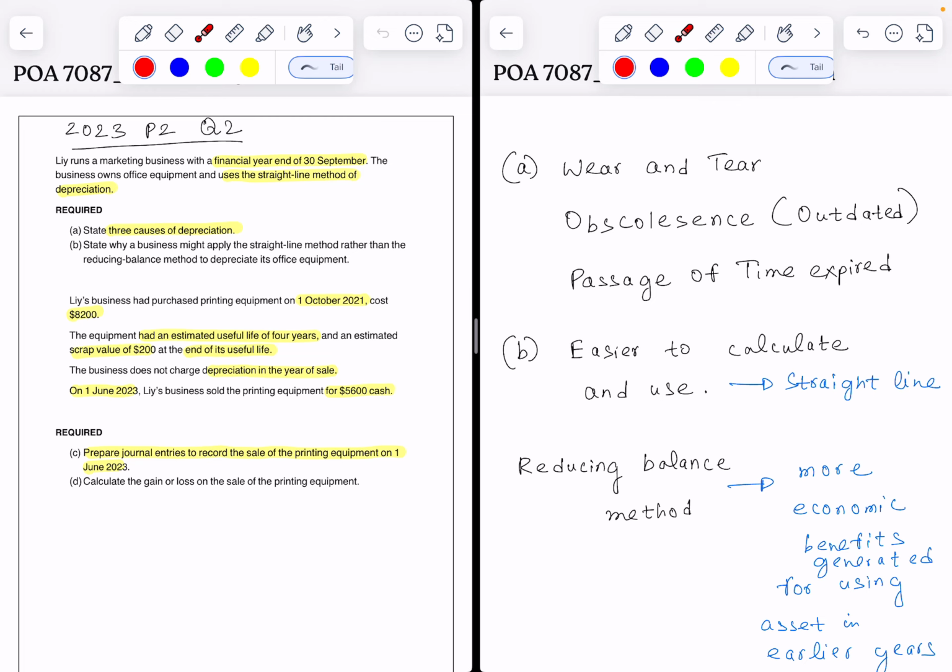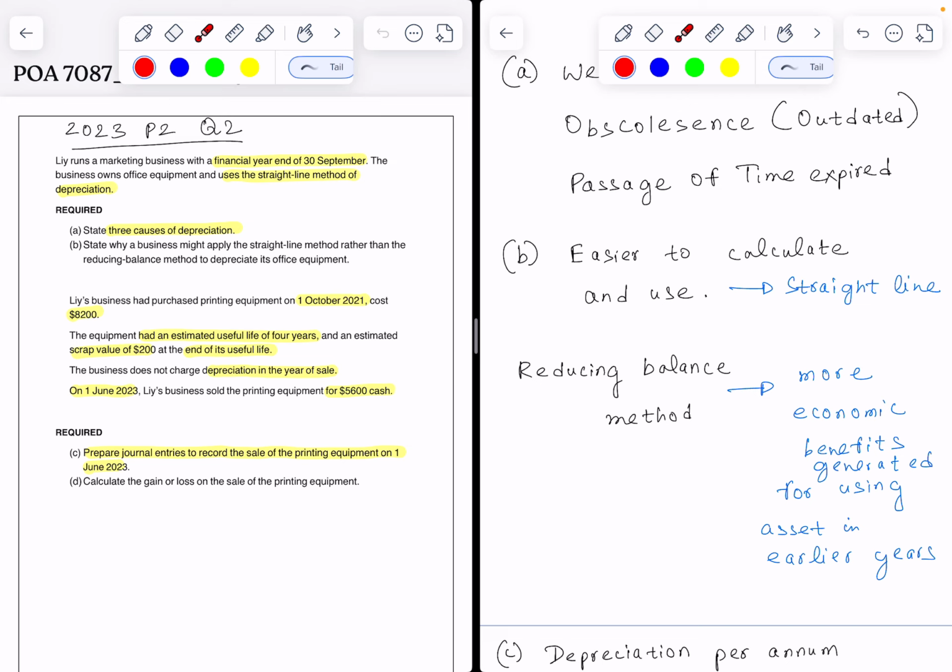But when it comes to the reducing balance method, we would only use it if we are using an asset where more economic benefits are extracted in the earlier years of usage. This is possible with technological items which go through obsolescence very quickly. So in the earlier years, you're able to extract more output by utilizing these assets in your business.